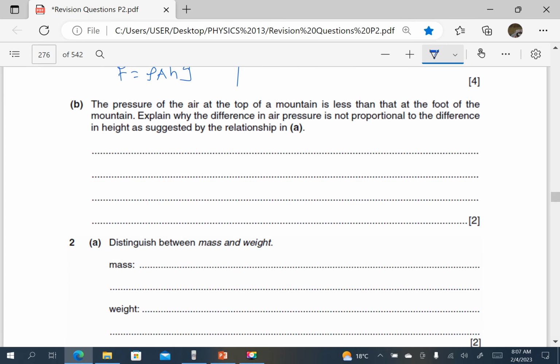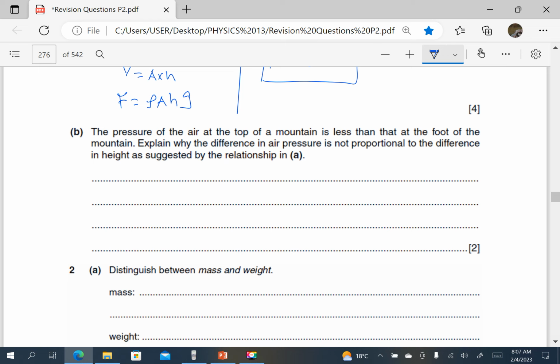The pressure of the air at the top of the mountain is less than that at the foot of the mountain. Explain why the difference in air pressure is not proportional to the difference in height as suggested by the relationship in B. So we have seen that pressure is equal to h density times g. They are saying explain why the difference in air pressure is not proportional to the difference in height as suggested by the relation.